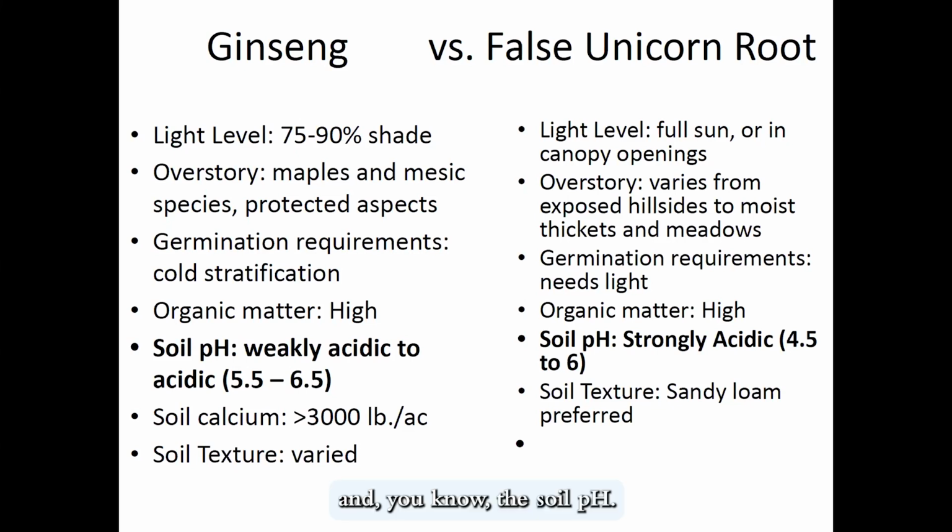And the soil pH, we talked about that a little bit, ginseng. It's not a circumneutral soil that it necessarily likes, even though it likes a lot of calcium. Compare that to false unicorn root. You'll find that growing in more acidic soils, and so it's just something to think about. I wouldn't necessarily put lime on a false unicorn root patch, but I might on ginseng.